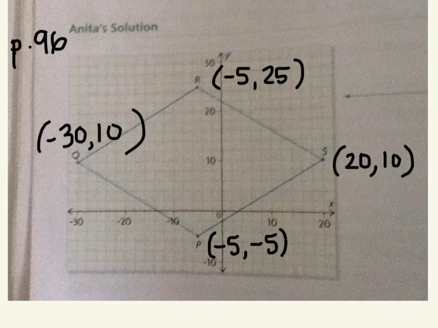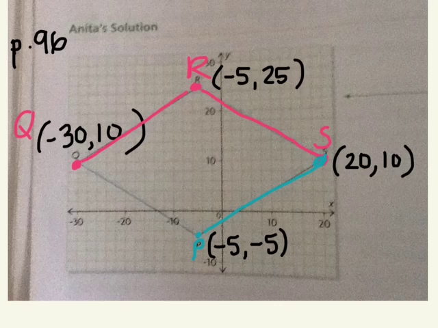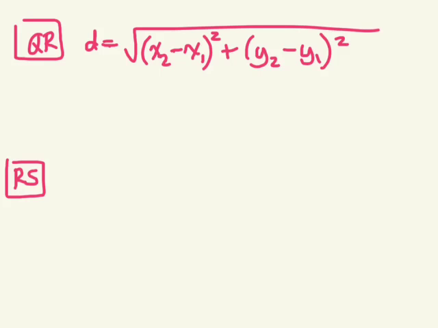Now find the length from Q to R. Okay, so you're going to do Q and R, the length of that line segment, and R and S. Then another partner can find the length from P to S and the length from Q to P. We need to find out the length of these lines to figure out if they're all equal. Okay, so you're going to plug in the coordinates for Q and R into the distance formula to find out the length of that line segment.